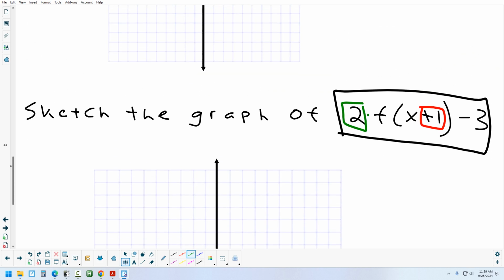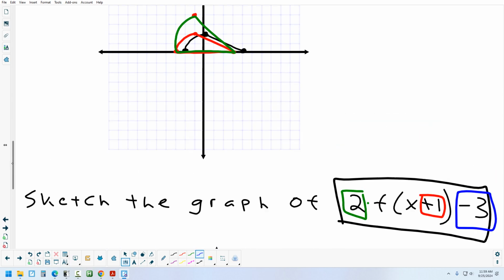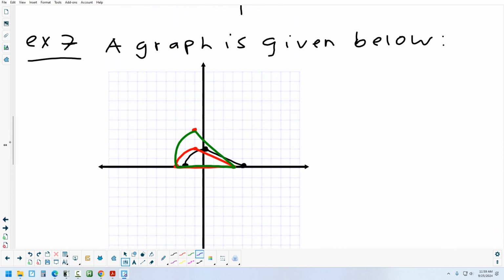And now step 3 is this. -3 on the end. What does a -3 on the end do? Shifts it down. How many? 3. 1, 2, 3. Do it again. 1, 2, 3. And 1, 2, 3. So that picture in blue, that's the final answer. And that's what they're looking for.